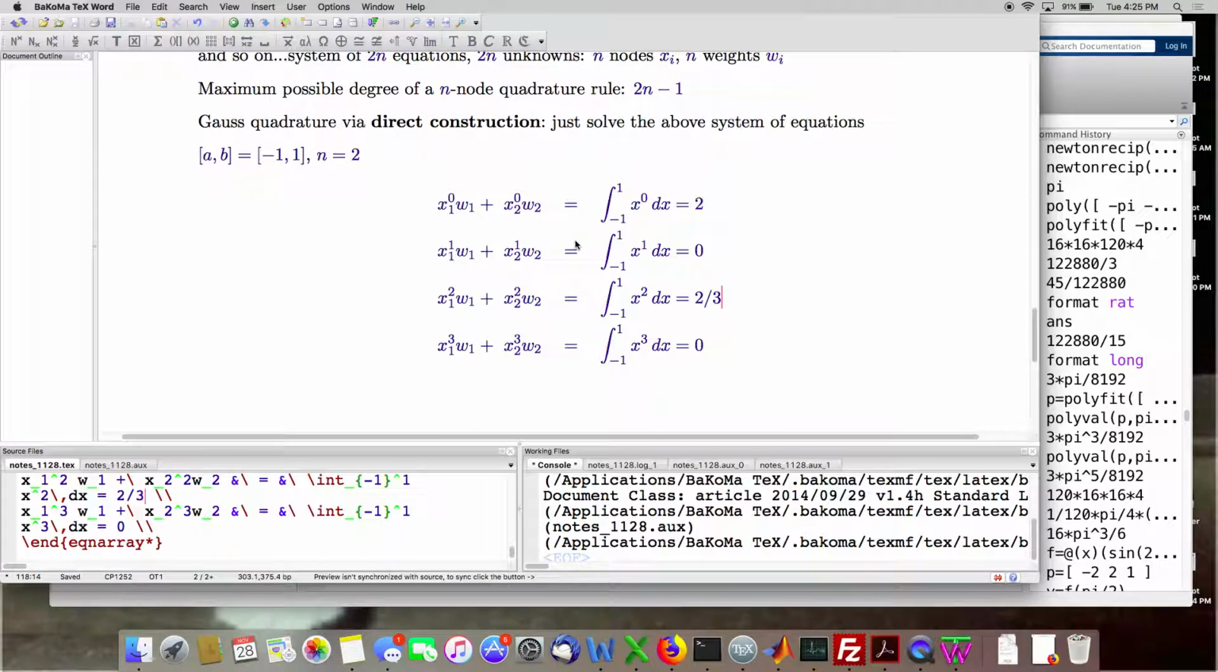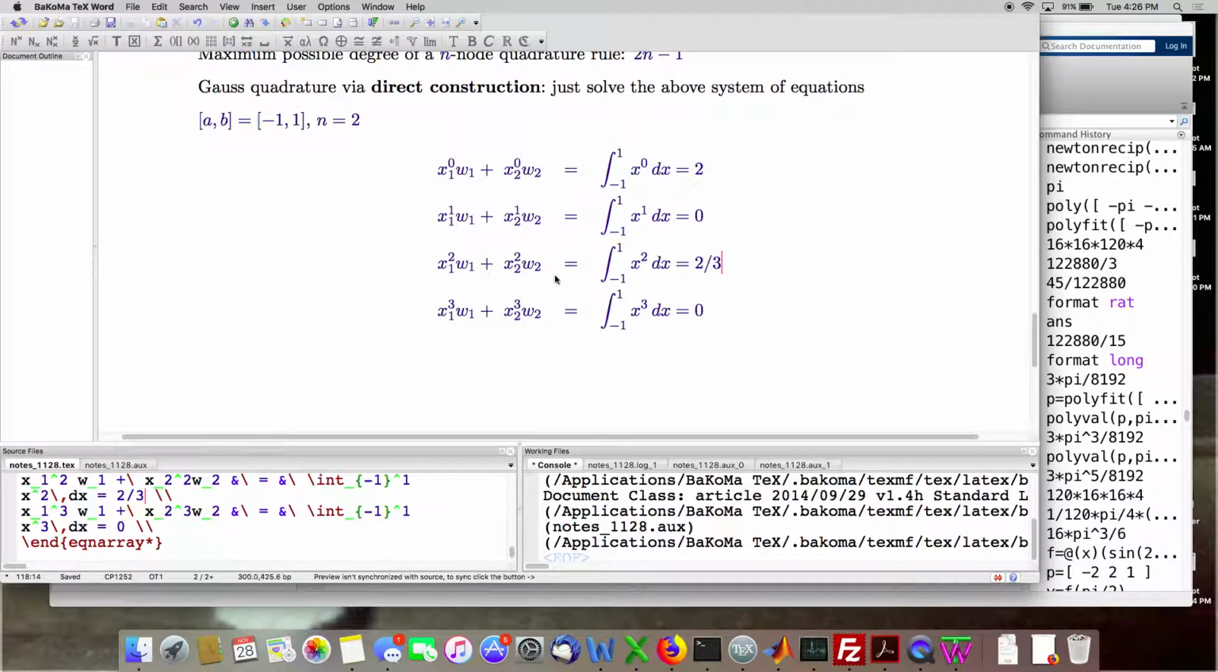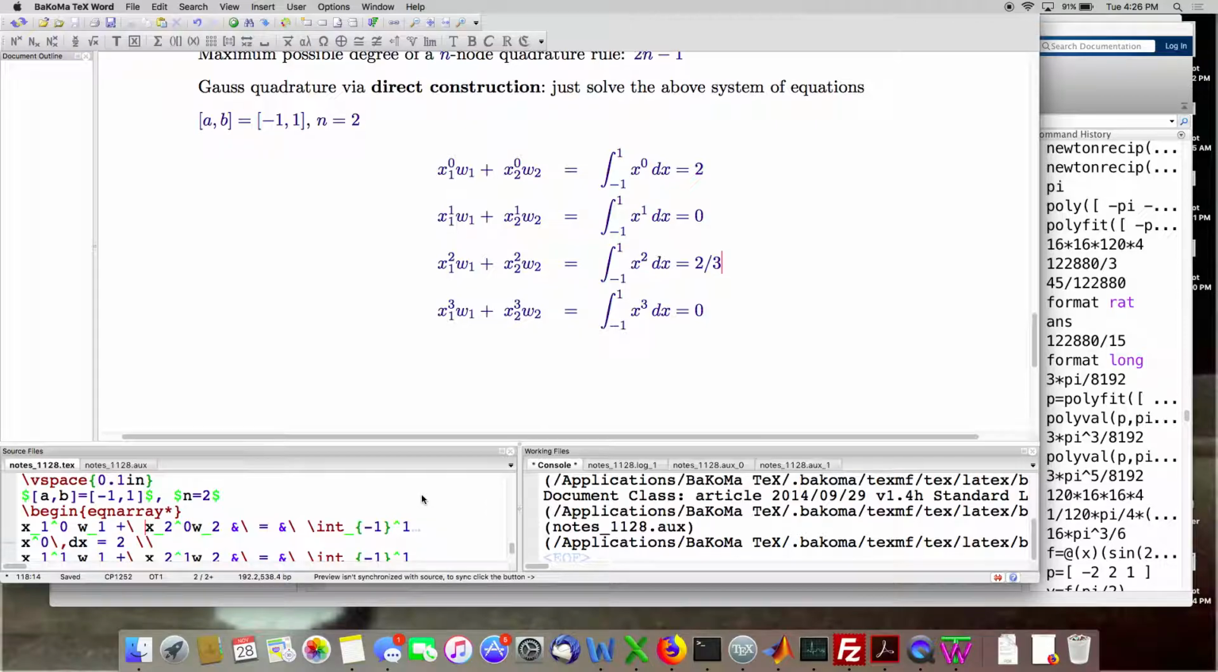Now, here's the problem, though. You might think, okay, you go ahead and solve this. And actually, for this particular system of equations, you can. One variable you can eliminate right off the bat, because anything to the 0 is 1. So I can just say w1 plus w2 is equal to 2.